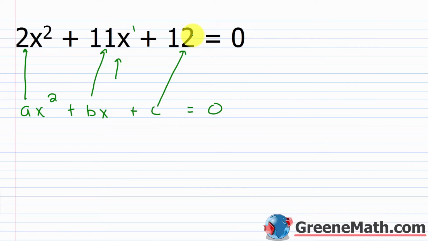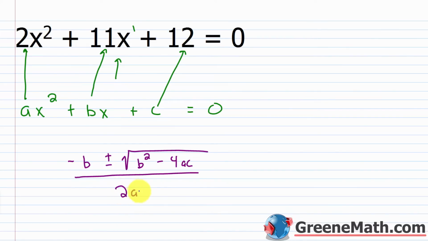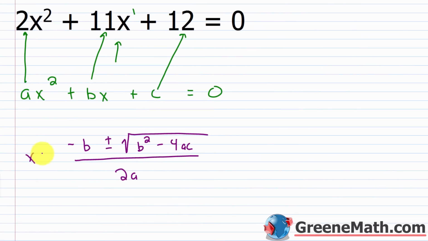Right? That's your constant. Now, we're going to plug these values into the quadratic formula, which hopefully at this point you've memorized. If you haven't, I'm just going to give it to you. It's negative b plus or minus the square root of b squared minus 4ac. And this is all over 2a. So we'd have x is equal to this.